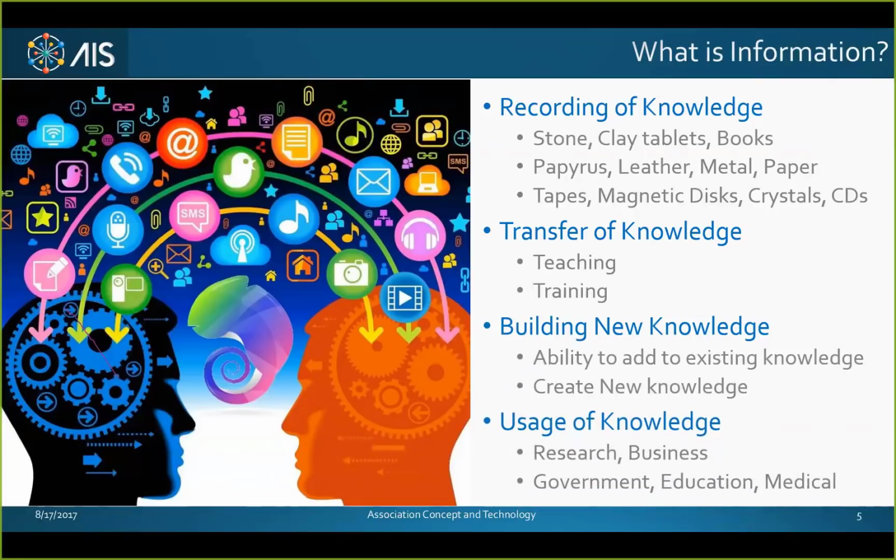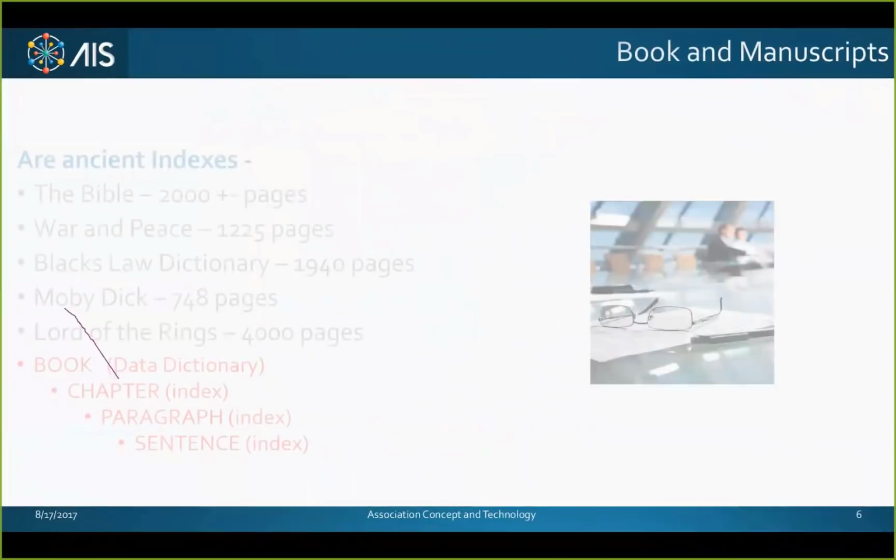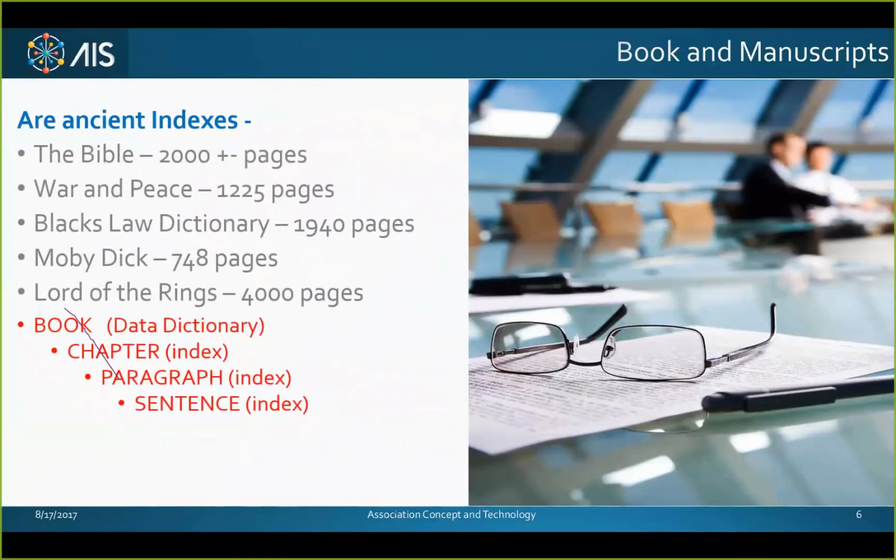Now, what was the purpose? The purpose was to use that knowledge to further advance the civilization, whatever civilization that happened to be, in all areas, whether it's research, business, government, medical. Now, the oldest form of what I call knowledge management, of course, are books. Books or manuscripts or stone tablets, whatever you wish.